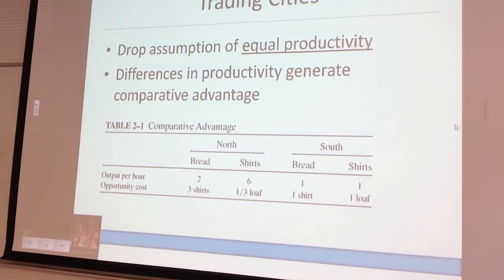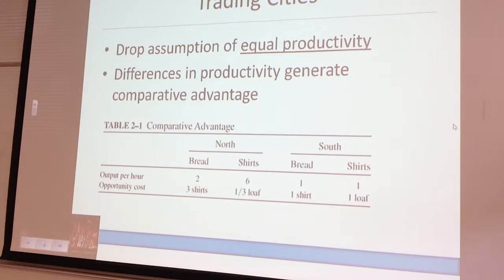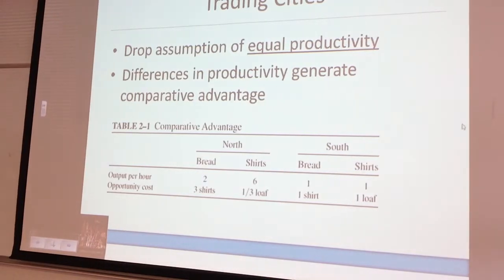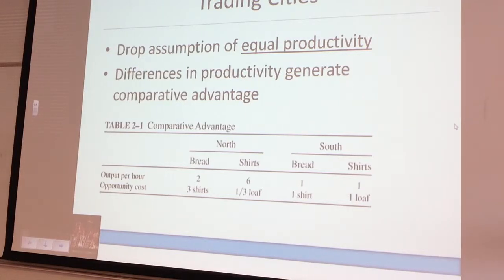And so then we've got the north, we've got the 1 bread is equal to 3 shirts, or 1 shirt is equal to 1/3 of a bread. 2 ways to look at the opportunity cost. And in the south, we've just got the 1 bread equals 1 shirt, or 1 shirt is equal to 1 bread. Think of it either way.